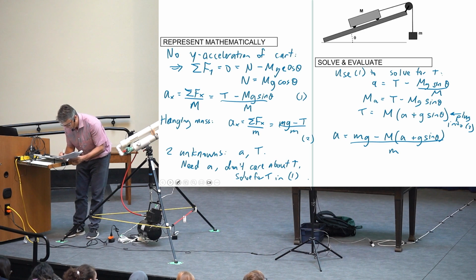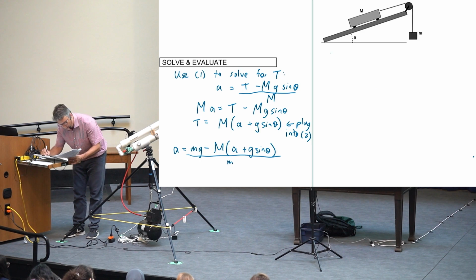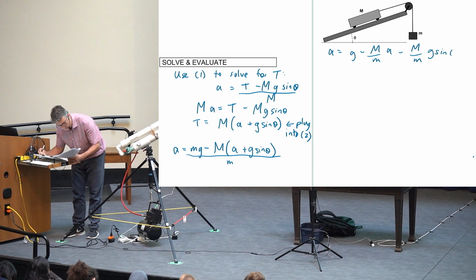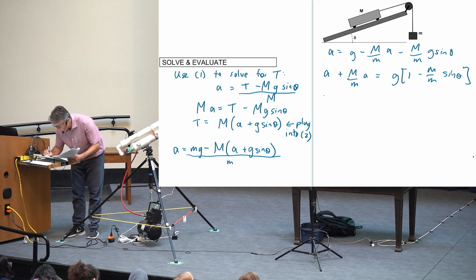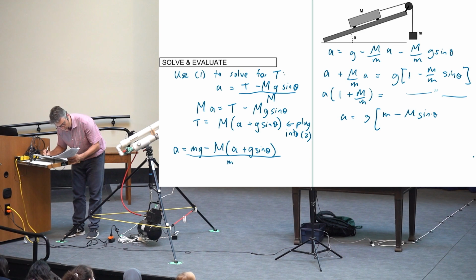And then just solve out for A. So you've got to gather all the A's on one side of the equation. Takes a little bit of time here. I can divide by m. I get A is equal to g minus capital M over lowercase m times A minus M over lowercase m g sine theta. And now gather terms of A on one side of the equation, plus M over m A equals g, and pull out the g factor times sine theta. And then pull out the factor of A here. It's 1 plus capital M over m equals all this stuff. And then A is equal to g times little m minus M sine theta over m plus M.